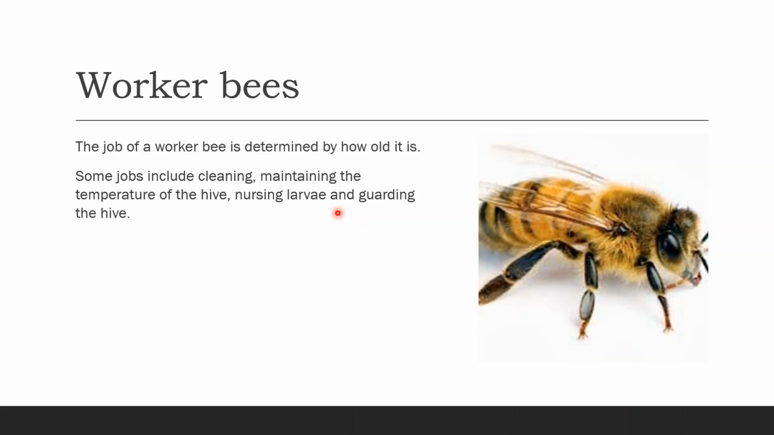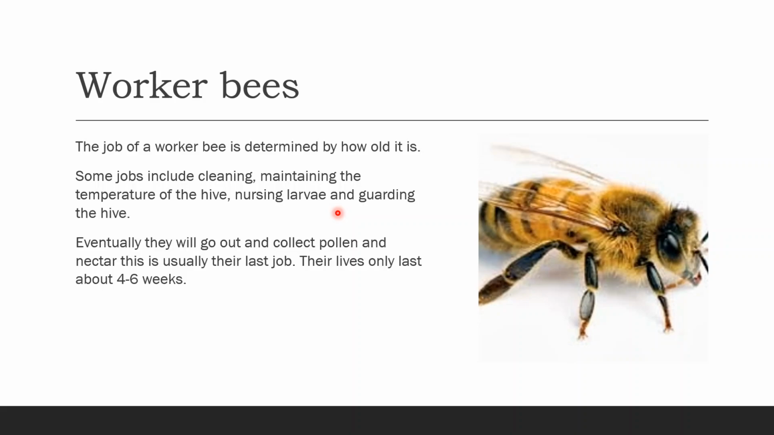And they also may be in charge of guarding the hive. And so they might just be a little bit outside of the hive, just watching out, making sure what's going on here. Now, eventually they will go out and collect pollen and nectar. This is usually their last job, and so this is usually the last thing that a worker bee is going to do in their life. And their lives only last for 4 to 6 weeks on average. Worker bees don't live much longer than that.